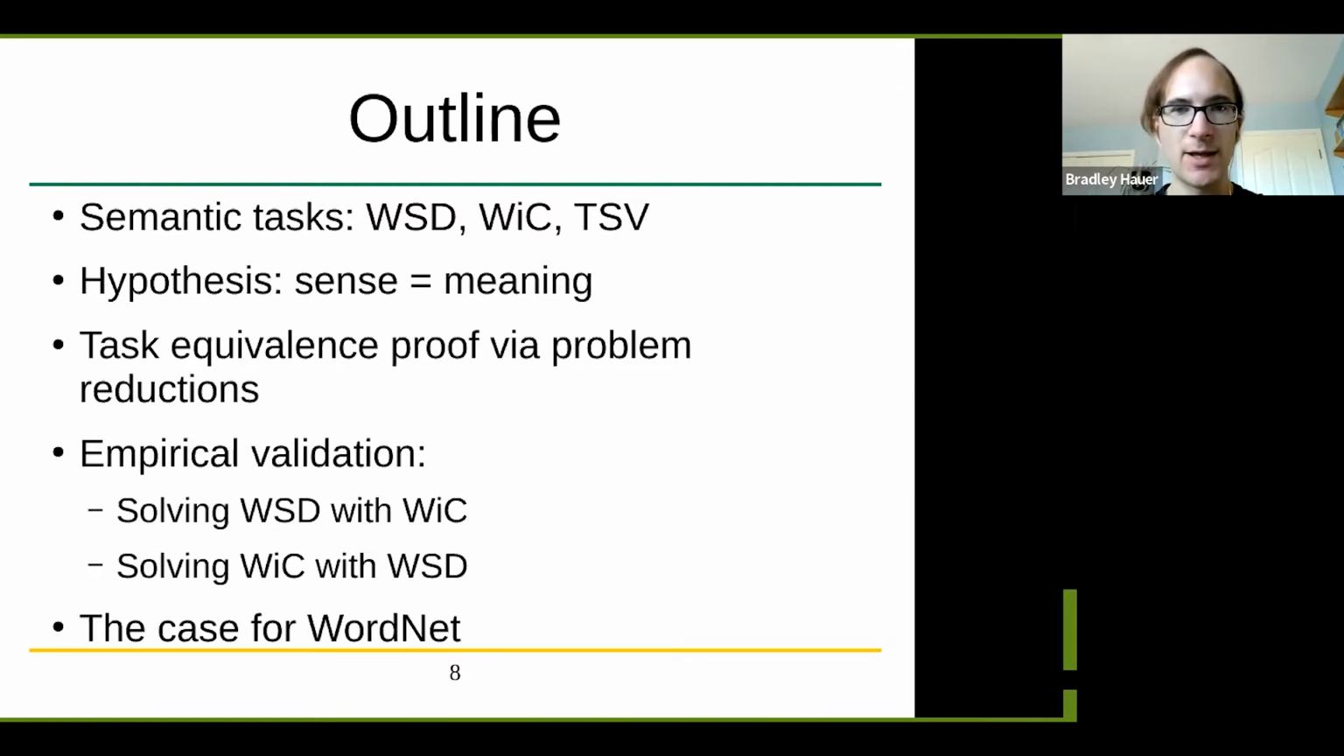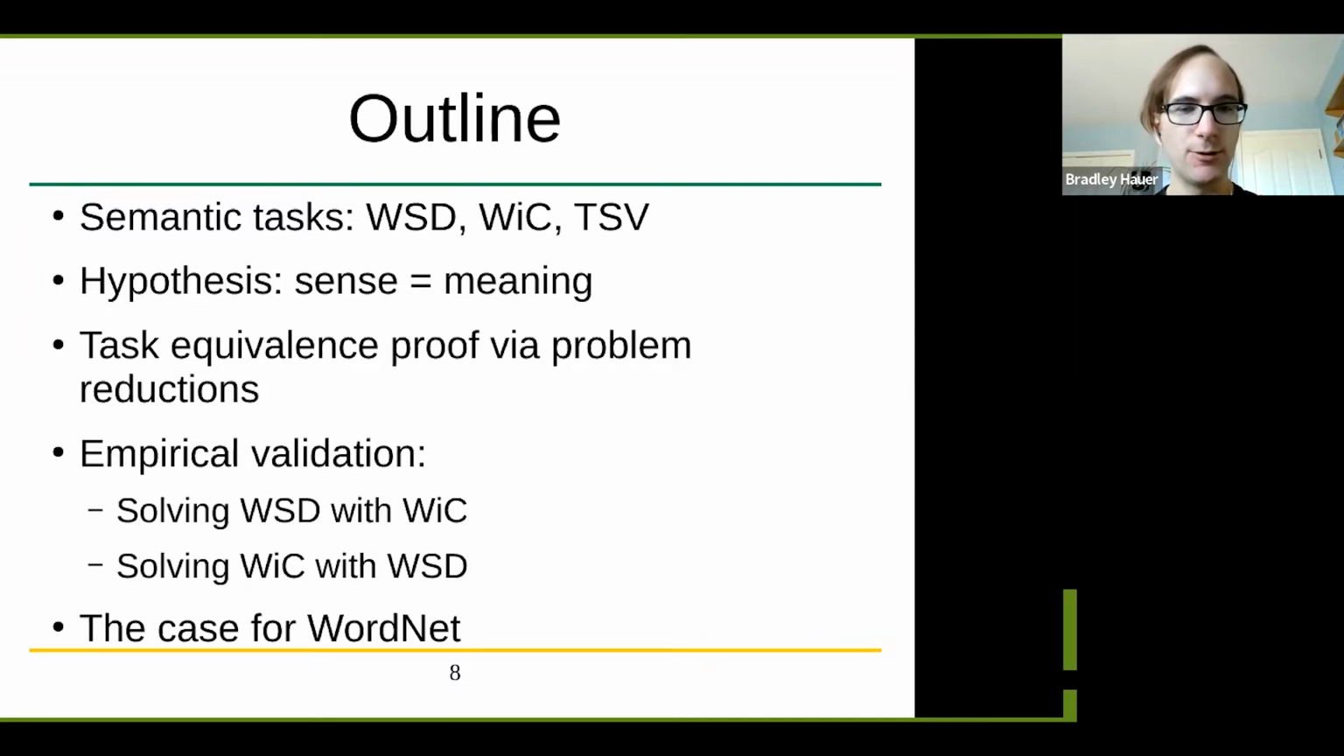Our hypothesis is that two words in context are judged to have the same meaning if and only if they can be annotated correctly with the same sense from some predefined discrete sense inventory. We will argue in favor of this hypothesis by formulating reductions between these tasks to show that they are equivalent to one another. We will then validate these reductions empirically by actually implementing them and showing that we can solve WSD instances with a WiC system, or vice versa, thereby showing that if you have a system to solve one of these problems, you can solve any of the others.